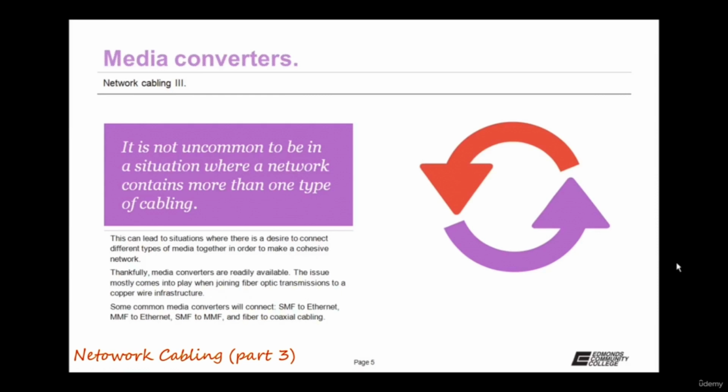And that's actually represented in the types of readily available media converters that are out there. The most common media converters will connect single mode fiber to Ethernet, or multi-mode fiber to Ethernet, or single-mode fiber to multi-mode fiber, and finally there is a fiber to coaxial cabling media converter. You need to be aware that these devices are out there to help you create a solid network.